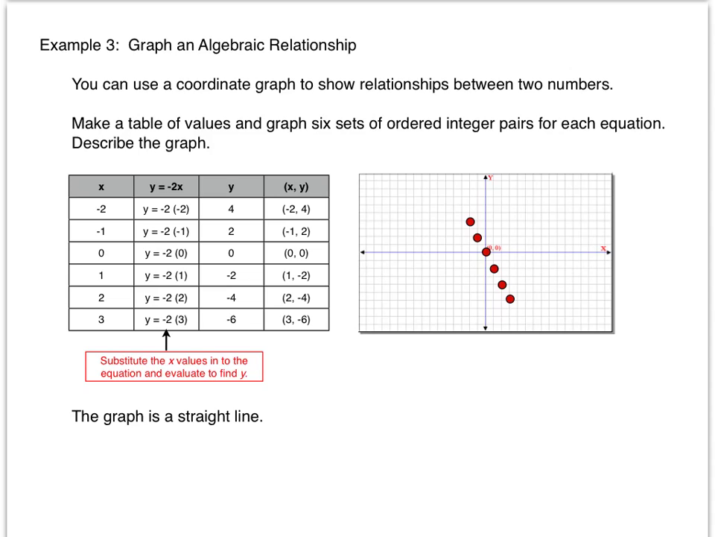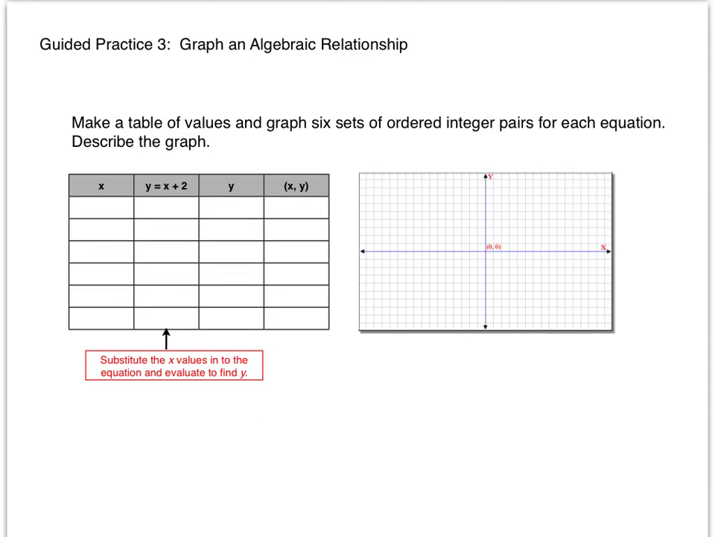In order to find y, we're going to substitute the x values into the equation and evaluate that equation to find y. Once we've found y, then we're going to write our ordered pairs and graph them. Once they're graphed, the graph is a straight line.